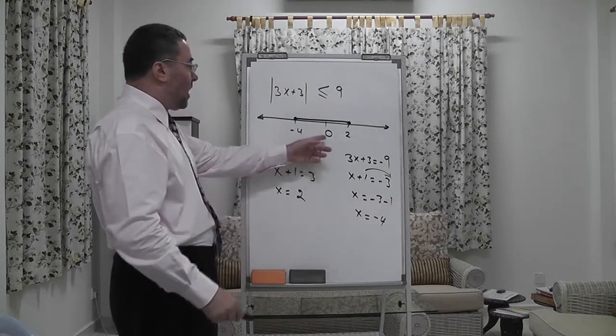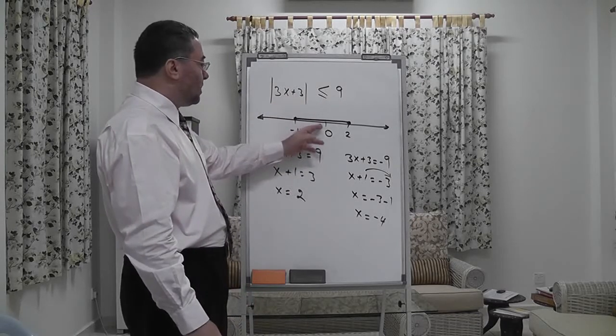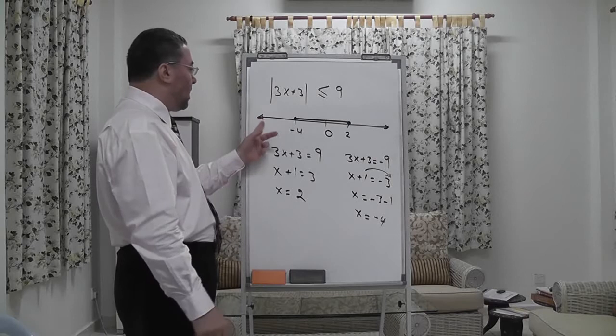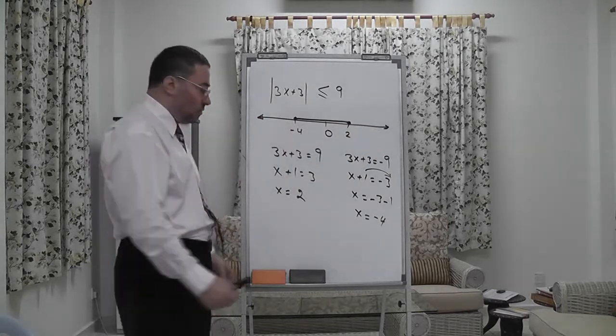And again, you can try 0 here. You will have 3, which is less than 9. So 0 works. You can try minus 10 and plus 10 and see if you get a false value.